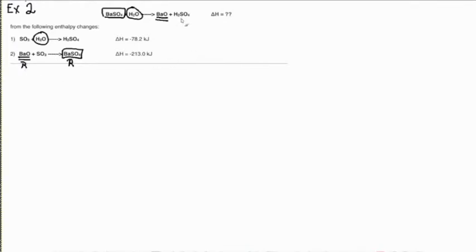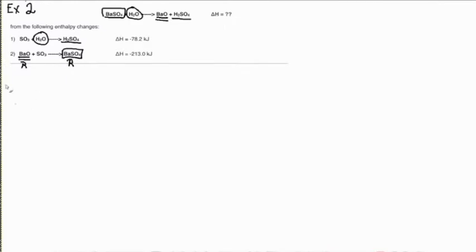And then we have sulfuric acid on the product side here, and we have sulfuric acid on the product side here. So that's fine. Okay, so what that tells us is reaction number 1 is fine. We don't have to change it. Reaction number 2 needs to be reversed.